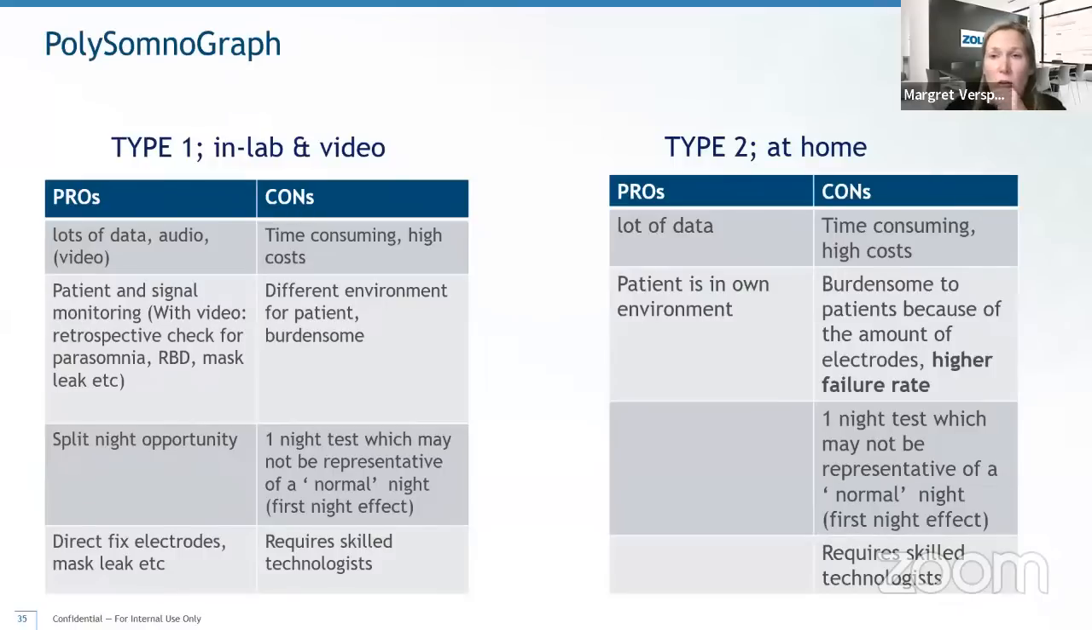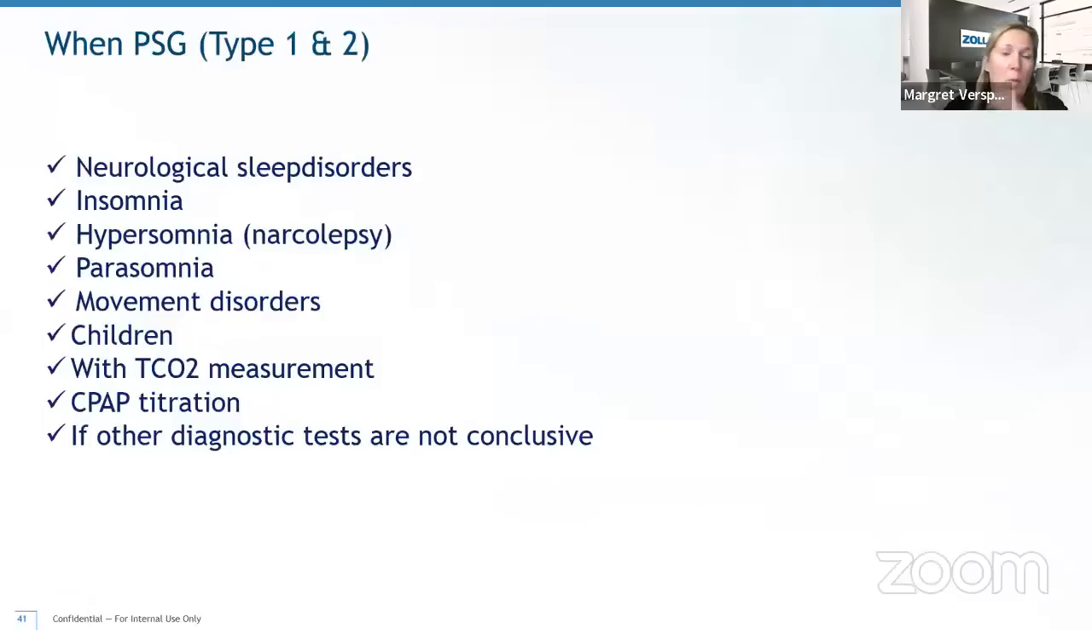And it still requires skilled technologists. Okay, but when do we use it? It's important in neurological sleep disorders. You really want to see what's going on. You want the video. For example, REM sleep behavior disorder.